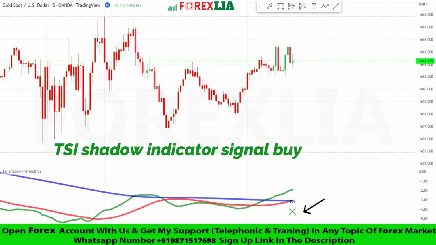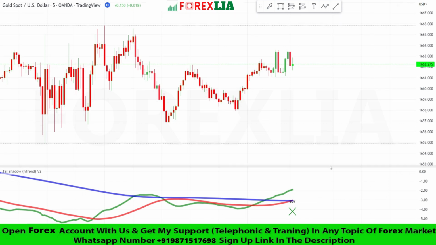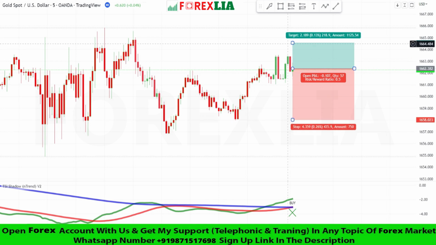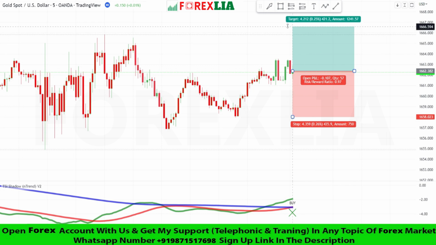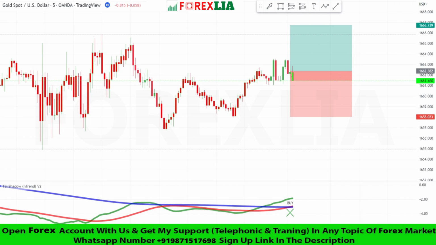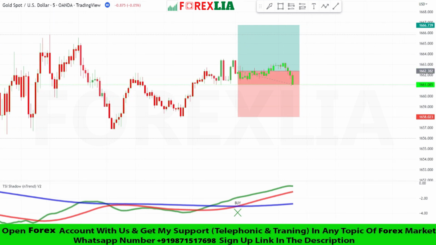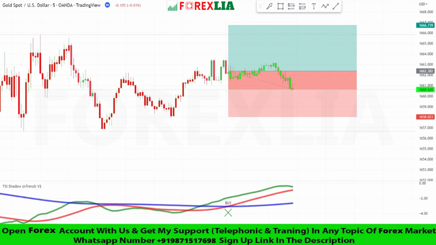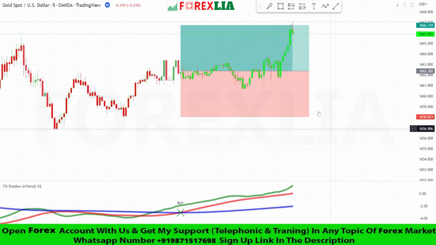Here is the buy signal confirmation. We place a buy trade here. We place stop loss at the previous low point. Set profit target 1:1. We won this trade.